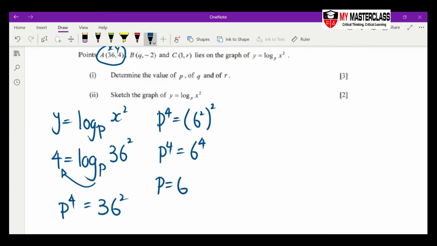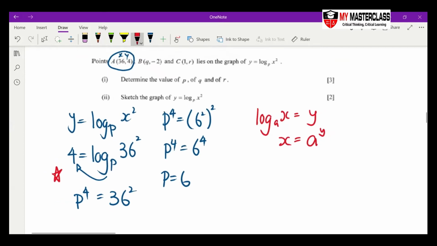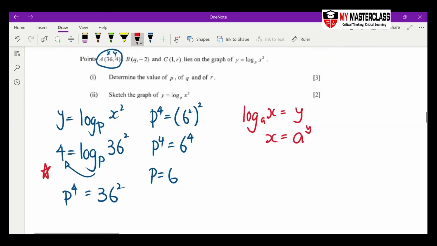All right, try to recall this part. The concept is: if I have log base a of x equals y, then x equals a to the power of y. This is the concept.